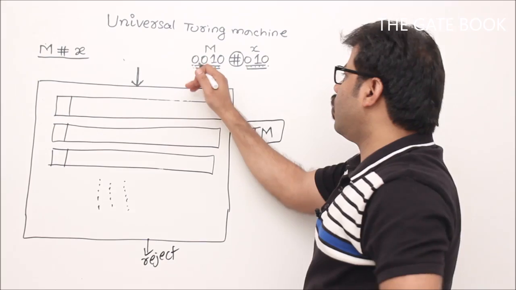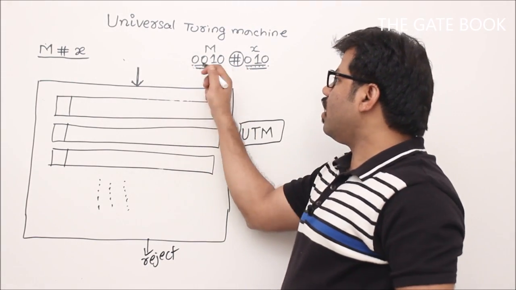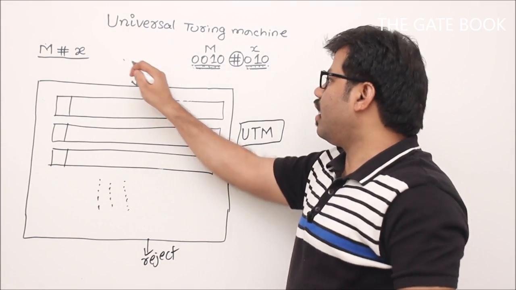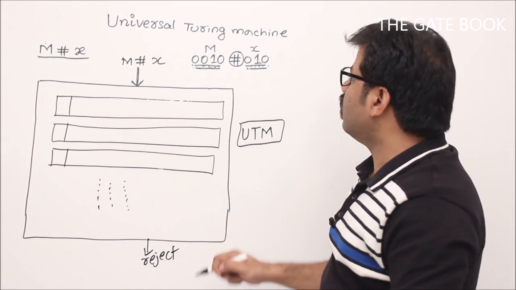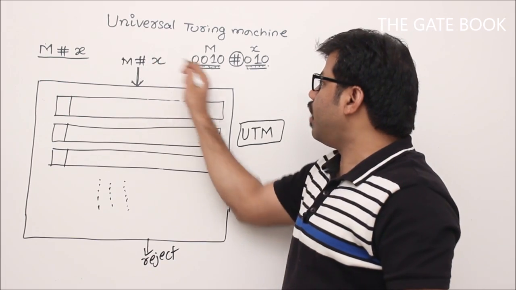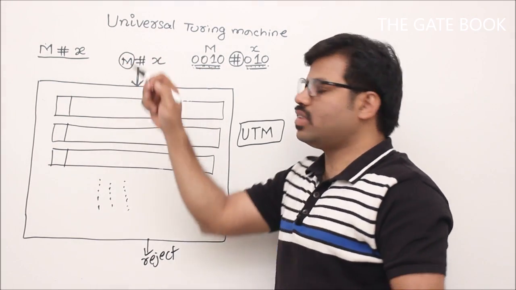Okay, like 0010 hash 010. Rather than writing binary formats, we write like this, M hash X. Okay, now, why, sir? Why don't you write binary? Because this binary format has a meaning. I will tell you what that is.